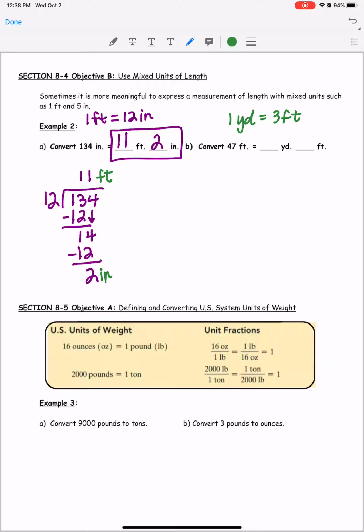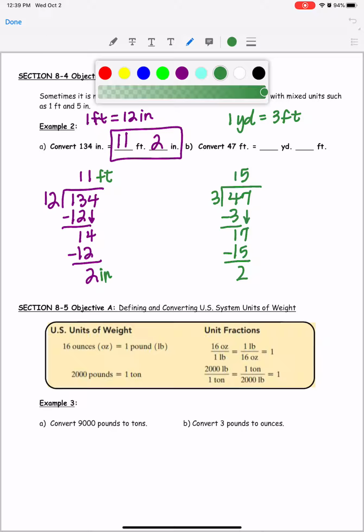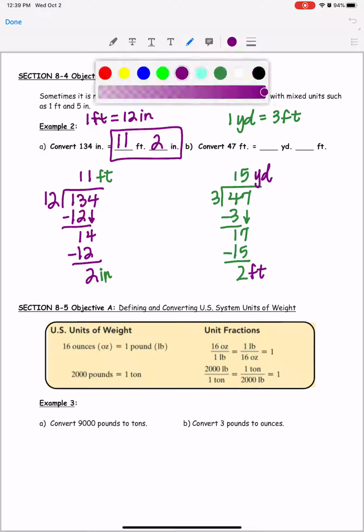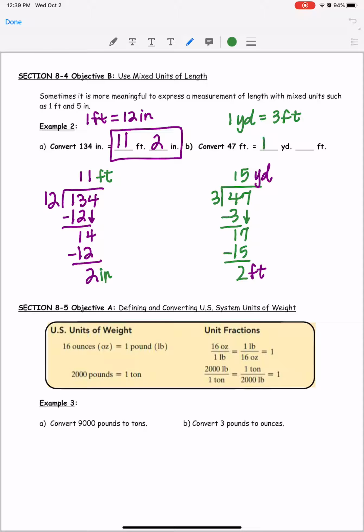All right, divide. So, 3 goes into 47. 3 goes into 4 one time, multiply it back, get 3, subtract, get 1. Bring down your 7. 3 goes into 17, 5 times evenly. That's going to give me 15, and then a 2. So this top number tells me how many whole yards I have, and this bottom number tells me how many feet I am left with. So now on this one, we get 15 yards and 2 feet left over.